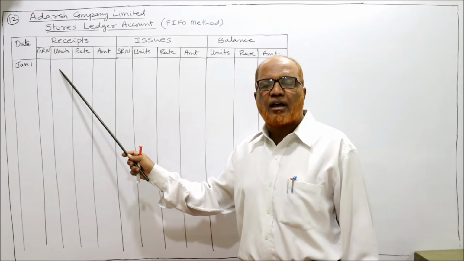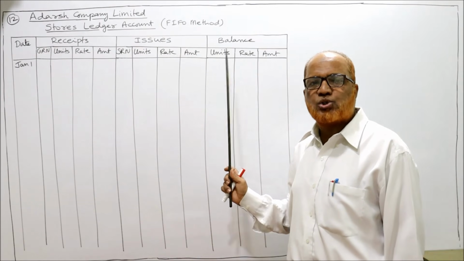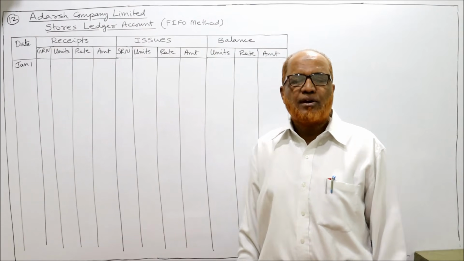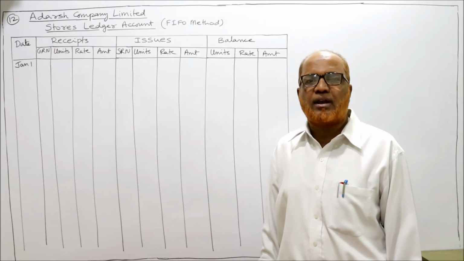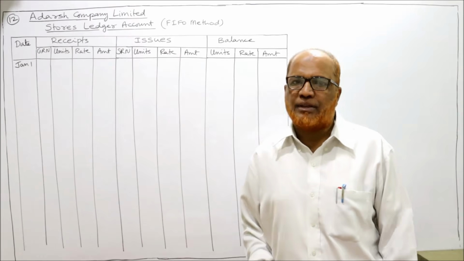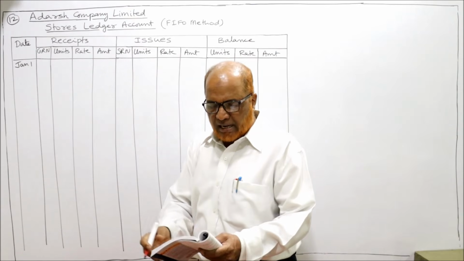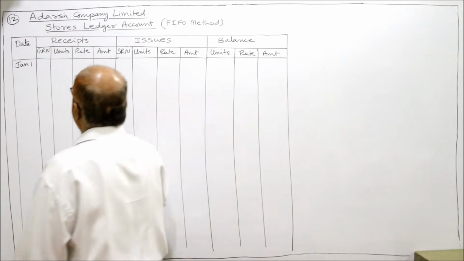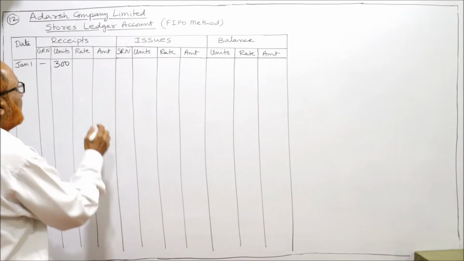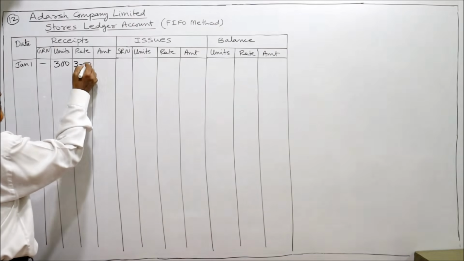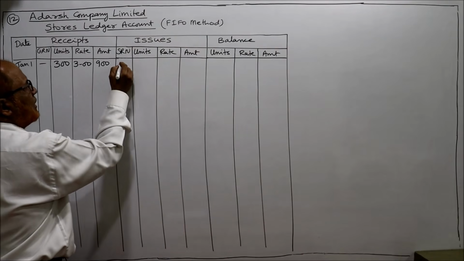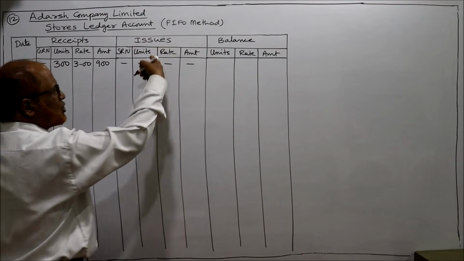And after every receipt and issue, we have to strike a balance. That's why it is called perpetual inventory system. We strike a balance after every receipt and after every issue. Now we are following FIFO method. So January 1st there is a purchase of 300 units. In the receipt column I am writing 300 units. The rate is given in the problem, 3 rupees per unit. So 300 into 3, 900 rupees. Now put a dash in the issues column.